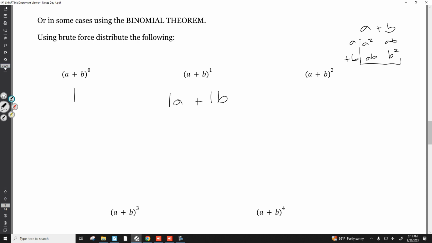Now, this is important because we're going to use this one for all of the other ones we're going to do. We've already done a lot of work for the other ones just by doing this. Did we get a squared plus 2ab plus b squared? Because I got 1ab plus 1ab. I have 2ab. So I have 1a squared, 2ab's, and 1b squared.